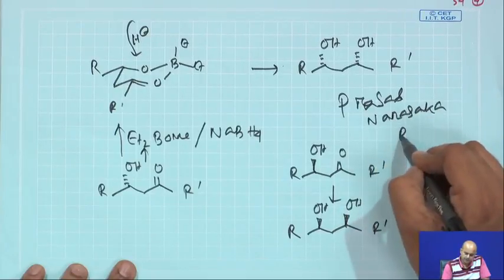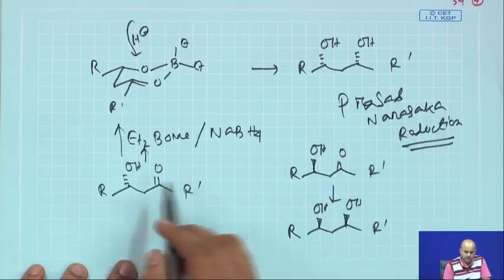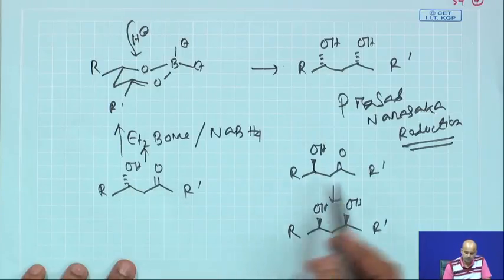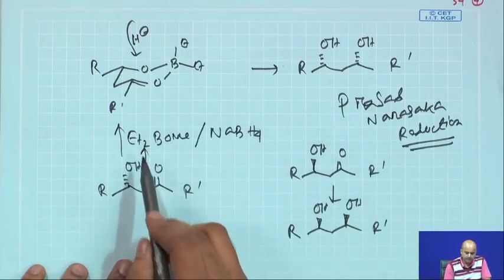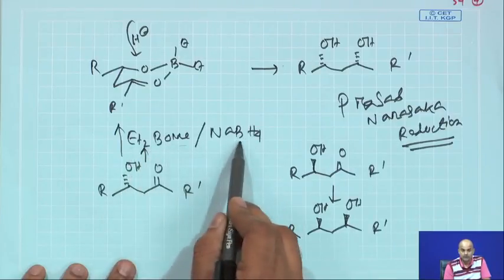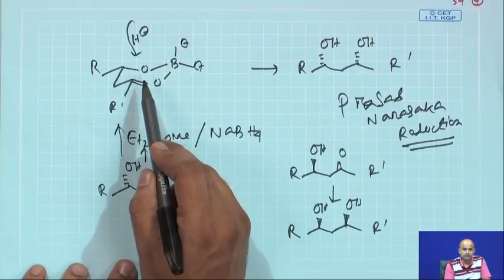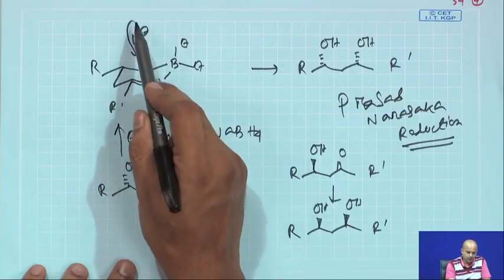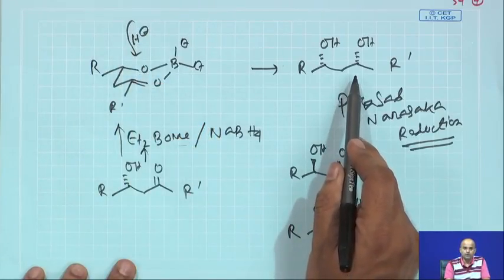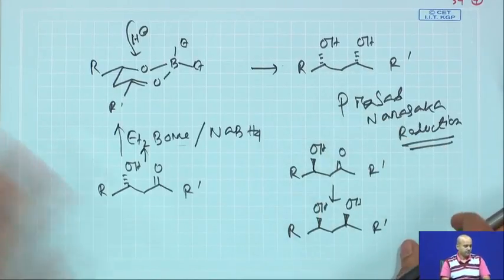The Prasad-Narasaka reduction is very famous, and the only thing is you take the corresponding beta-hydroxyketone or alpha-hydroxyketone, whatever you require, and react it with Et2BOMe and sodium borohydride. Now, these reagents are not chiral, the substrate is chiral. So, this kind of transition state will operate and give you external hydride delivery to give an enantiomer-pure compound where 1,3 asymmetric induction takes place, fine.